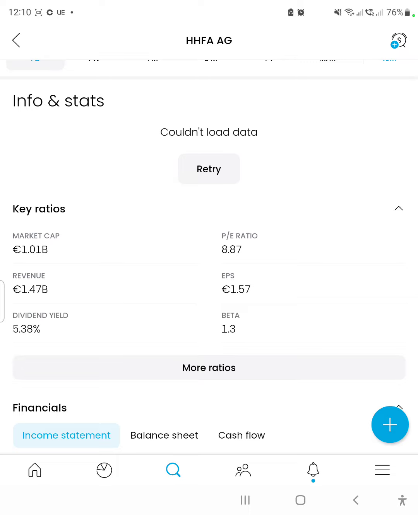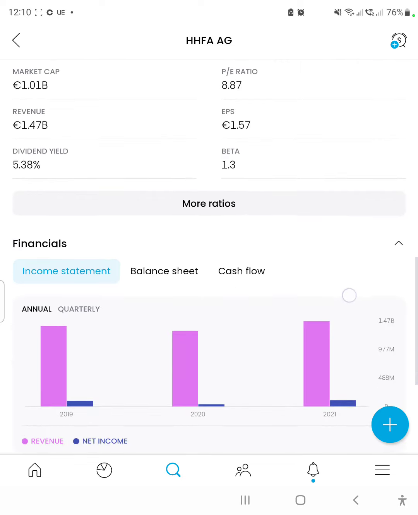So the dividend yield, which is the amount of cash that was paid out to shareholders in the last financial year, was 5.38%, which is really good. I always say that 5% dividend yield is good enough to classify a stock as a dividend stock. The earnings per share was 1.57 euros. The beta level was 1.3, which is good. That's about 30% above the market average of 1, which is still quite stable.